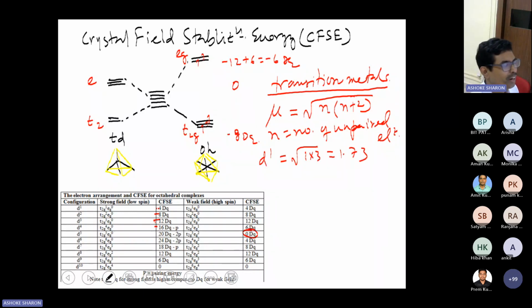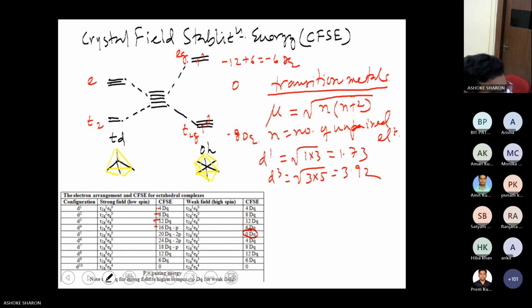Similarly, for D1 to D3, there is no difference in high spin or low spin, so for all of them it will be the same. So if I take D3, that will be root over 3 into 5, equal to 3.87. But for D4, if it is D4 low spin, this is the electronic configuration. D4 low spin, forget about these two. D4 low spin, there are 2 unpaired electrons, so it will be √(2×4), equal to 2.83.